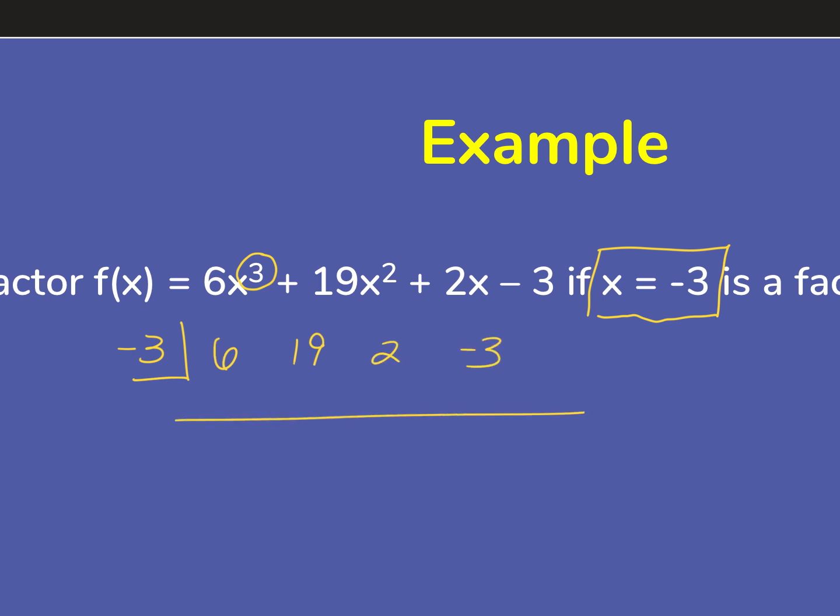Perfect. How do we synthetically divide, guys? Bring down the first term, and then what? Multiply to the corner. So 6 times negative 3, negative 18. 19 and negative 18 is 1. 1 times negative 3. 2 and negative 3 is negative 1. Negative 1 times negative 3 is 3. And then negative 3 and 3 is 0. So are you correct? Did you prove it? Oh, yeah, it is a factor. We saw that. Okay, perfect.